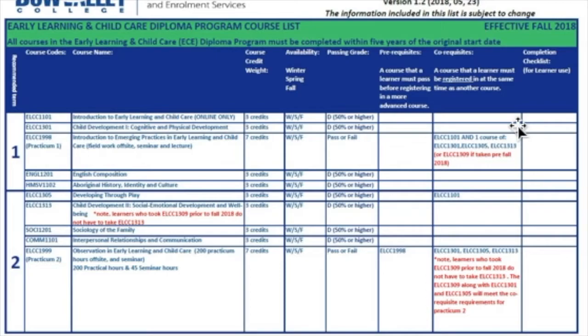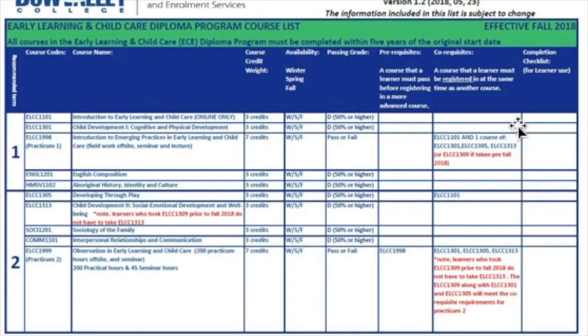The next column is the course name. This is the listing of the full course name. The next column is the credit weighting. You'll see that different courses have a different credit weighting. This can help you if you need to know if you have enough credits to be a full-time student.